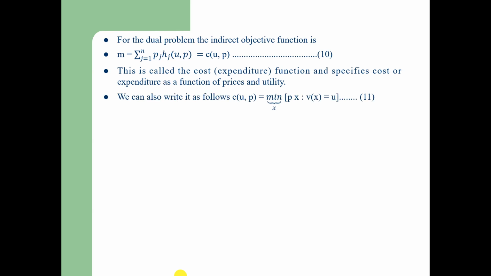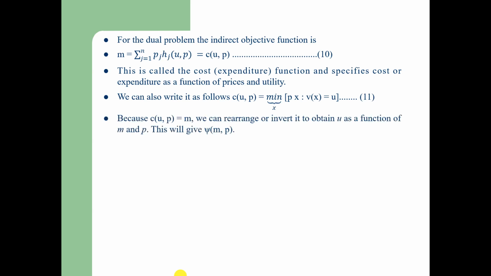We can also write this as follows: C as a function of utility and prices. So the problem is to minimize the total cost or expenditure on goods, where goods are given by the vector x and prices of various goods are given by vector p, subject to V(x) equal to utility, that is, there is some target utility which is fixed.